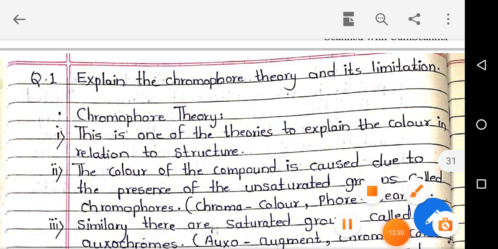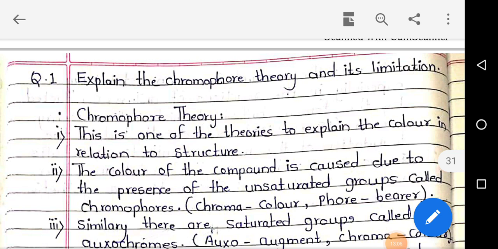We have discussed the auxochromes and the chromophores. We have studied groups like NO2, CO2, NH2, carbonyl carbon, CN, C triple bond N, CHO, and halogen groups. These are all groups of auxochromes and chromophores. But now we are studying the chromophore theory and its limitations. We will discuss its detail in the next lectures.